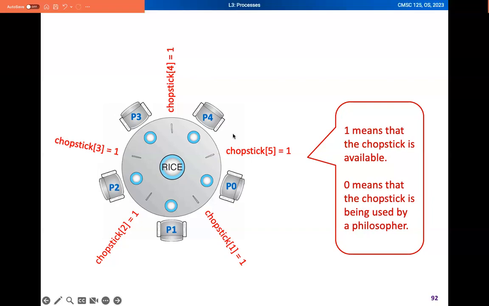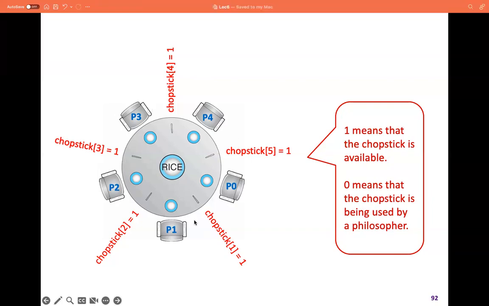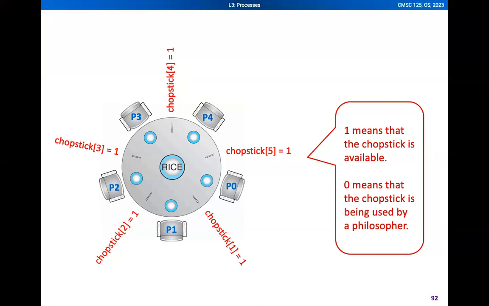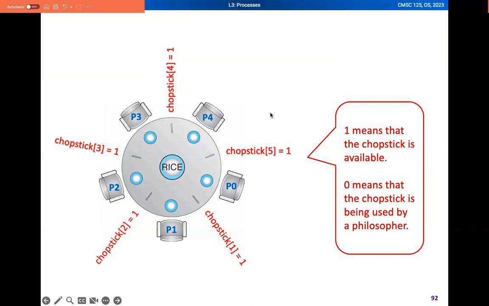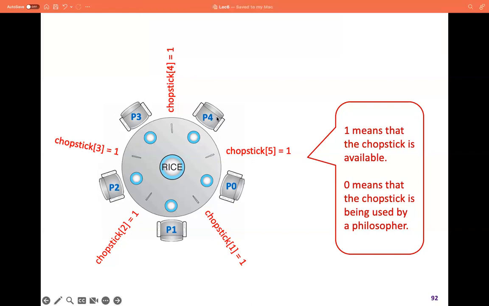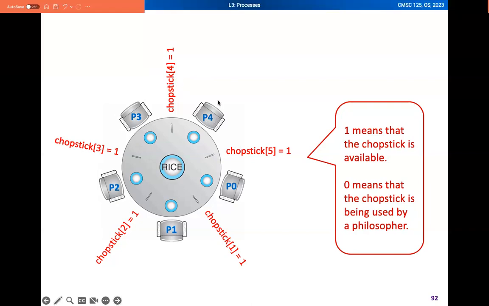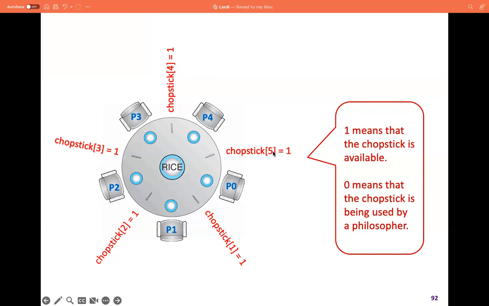So initially, all of the philosophers are still thinking, right? They just sat at the dining table and they are not hungry yet. So of course, naturally, each of these chopsticks will be available and set with a value of 1. Okay, so let's say P4 got hungry and took hold of chopstick 4 and chopstick 5. So we basically just have to toggle the state of chopstick 4 and chopstick 5 to 0.